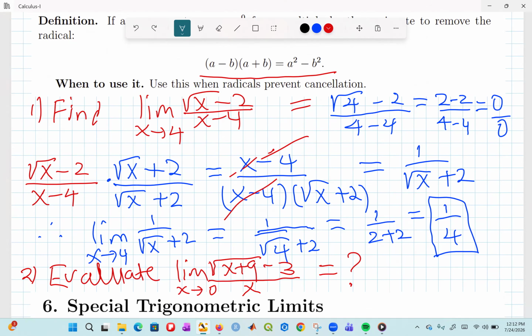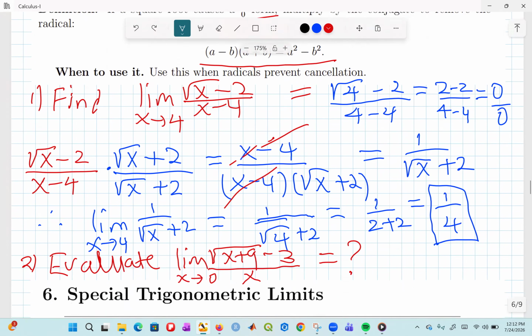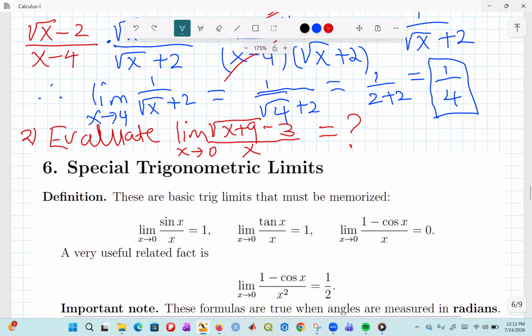Okay, number 6, or the 6th technique of limits, is special trigonometric limits.